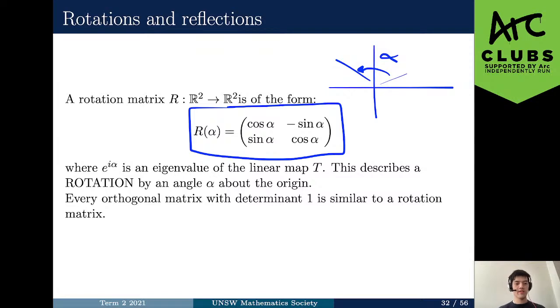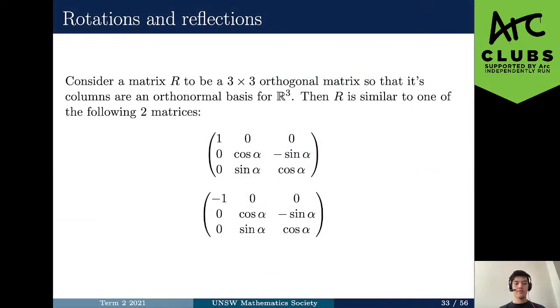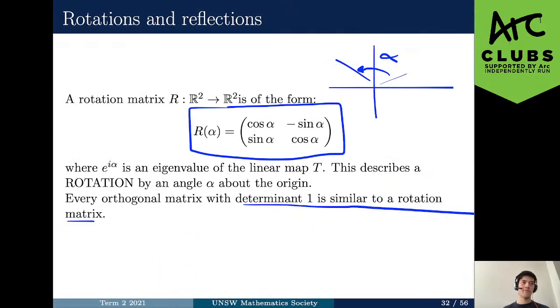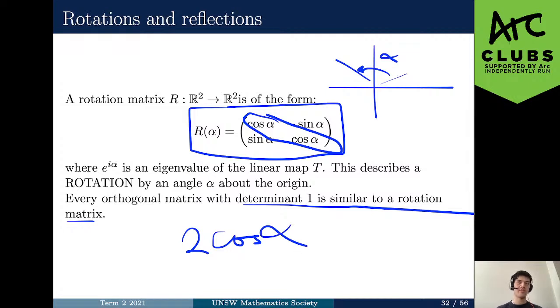So it turns out that every orthogonal matrix with a determinant of 1 is actually similar to a rotation matrix. If you want to work out what angle a certain orthogonal matrix rotates a vector by, all you really need to look at is the trace. The trace is 2 cos alpha. And so if you find the trace of your orthogonal matrix, then you can solve for alpha, and that's the angle that it would be rotated by in the anti-clockwise direction.